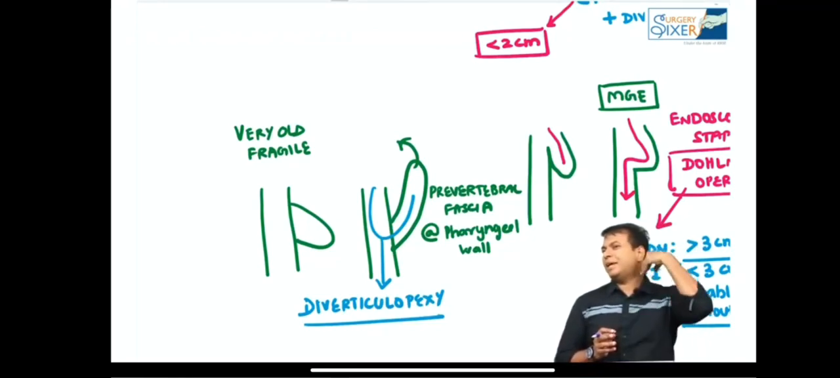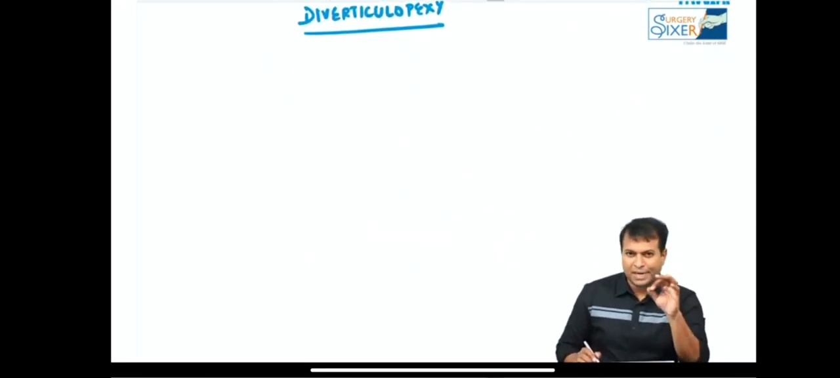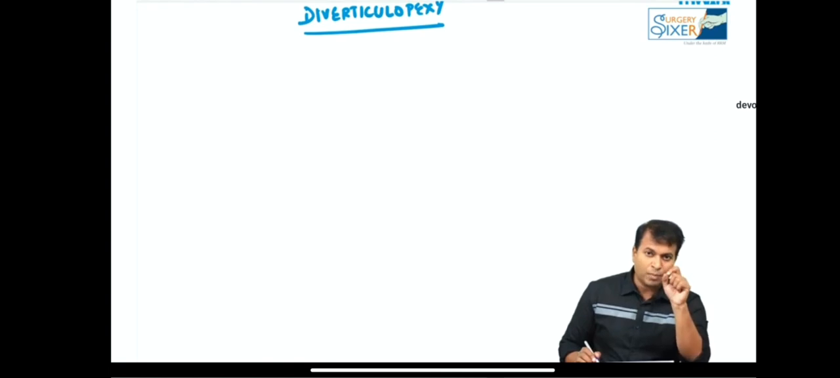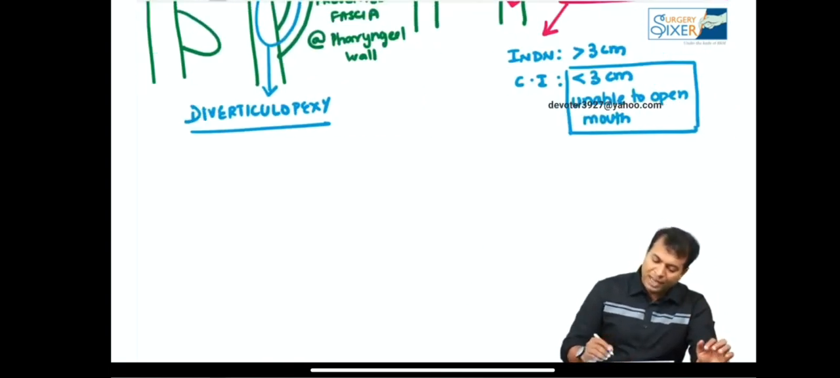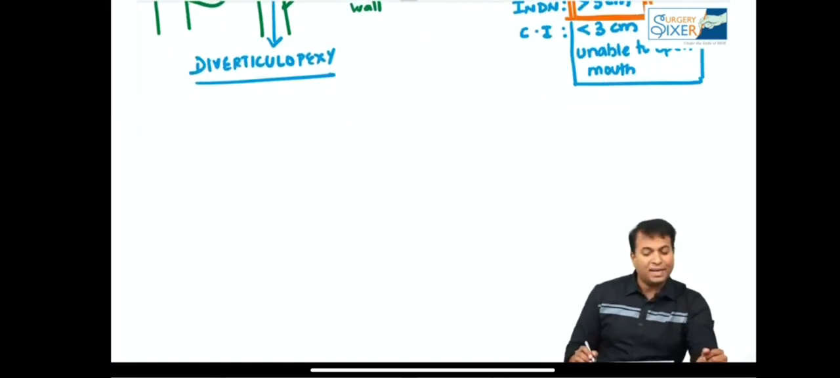You just dissect it and make it upside down. We don't cut, we don't do suturing. Just fix it to the prevertebral fascia; that is the treatment for this diverticulum. So please don't forget, for Zenker's diverticulum the investigation of choice is barium swallow, and Dollmann's operation is done endoscopically only for diverticula more than 3 cm. Less than 3 cm it is not useful. It is useful only for more than 3 cm size.